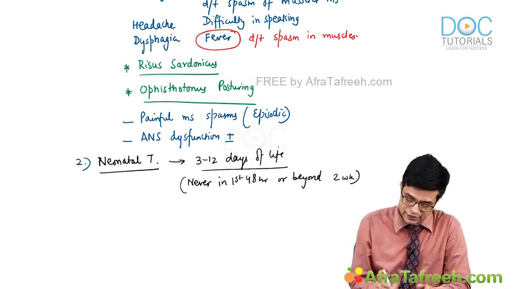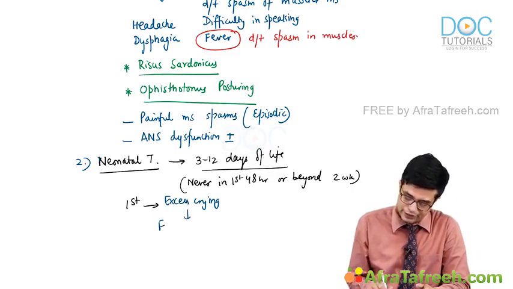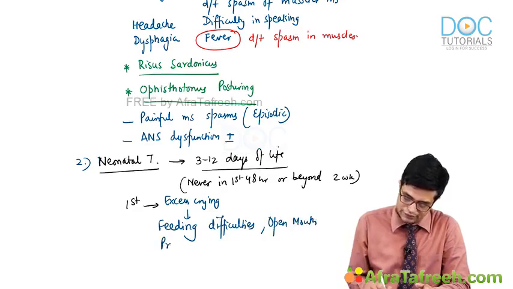The first sign of neonatal tetanus is excessive, unexplained crying by the child, following which the child will develop feeding difficulties. The child will keep an open mouth and there will be progressive paralysis in the patient.